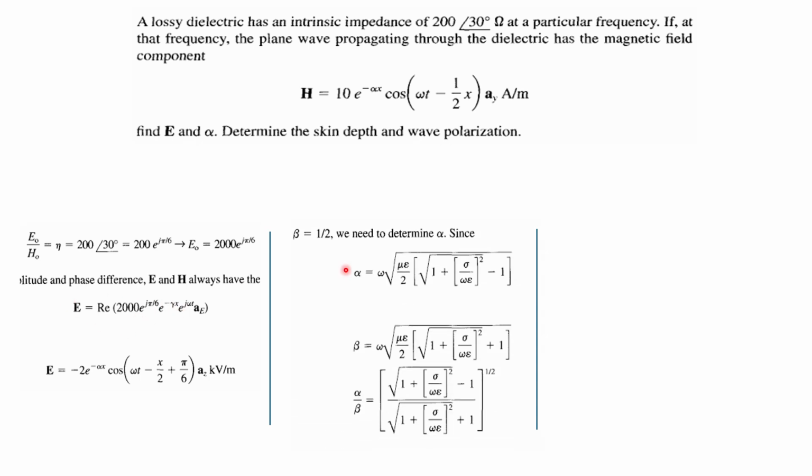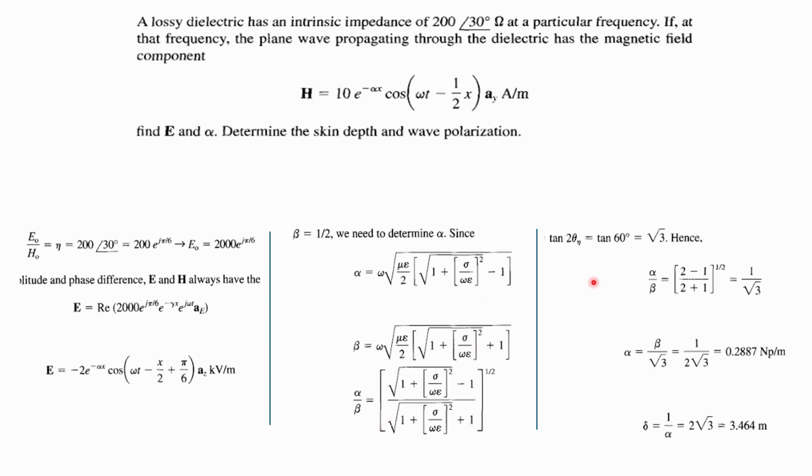Now, what is the challenge? The challenge is to find the value of alpha. So how can we find it? Already beta is given, that is 1 by 2 here. This is your beta, that is 1 by 2, and put the values for alpha. This is the most important equation that you should remember. Alpha is equal to omega square root of mu epsilon by 2 times square root of 1 plus sigma divided by omega epsilon whole square minus 1. Similarly for beta, now put the values and get the relation.